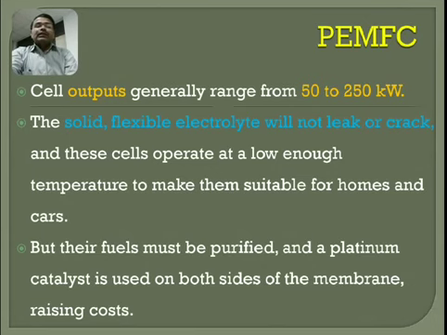But the fuel needs to be purified in this case, because when you are using any fuel in this type of fuel cell, that fuel must be purified. And as in the previous case, the platinum catalyst needs to be used here also, so it increases the cost.